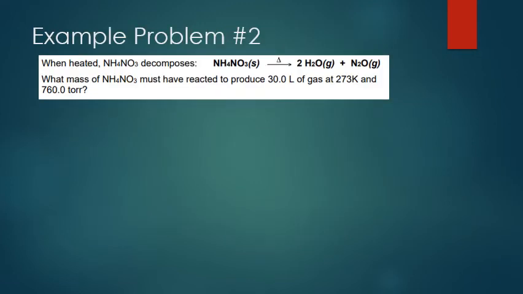So for our next example problem, it says when heated, NH4NO3 decomposes into H2O and N2O, both gases. What mass of NH4NO3, ammonium nitrate, must have reacted to produce 30 liters of gas at 273 Kelvin and 760 torr? So please notice in this it says of gas. I have two different gaseous products.